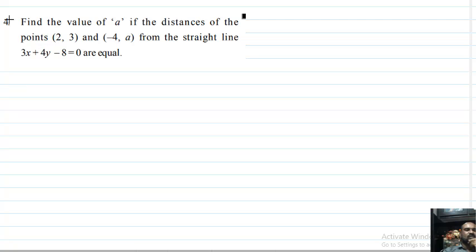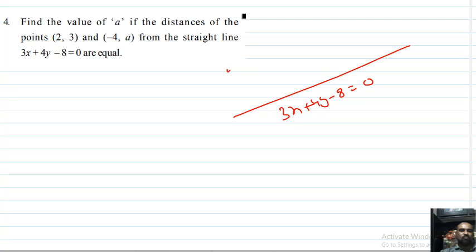Next problem, students, fourth problem. Find the value of a if the distance of the points 2, 3 and minus 4, a from the straight line 3x plus 4y minus 8 equal 0 are equal. So, interesting problem, students. 3x plus 4y minus 8 equal 0 is a straight line. 2 points are given. This is 2, 3. This is another point, that is minus 4, a.